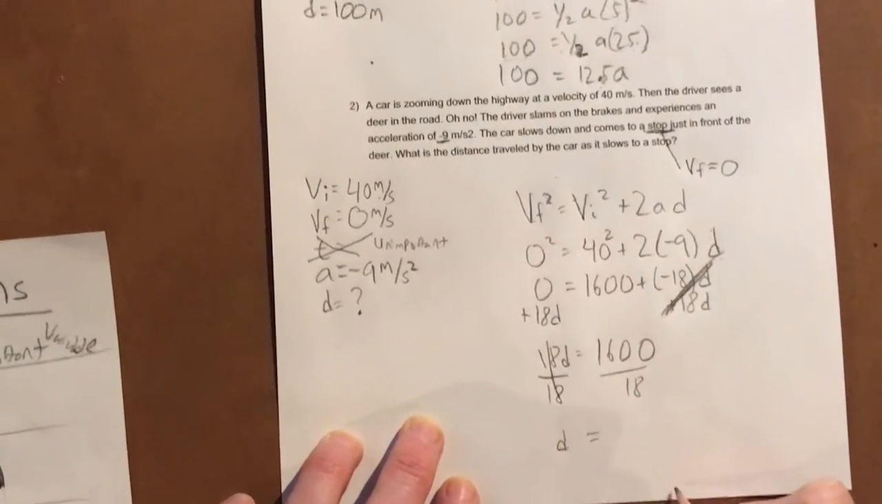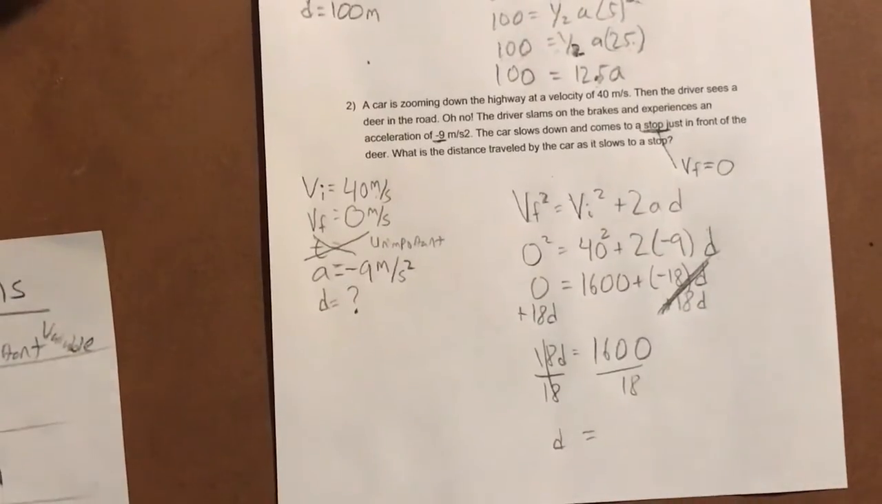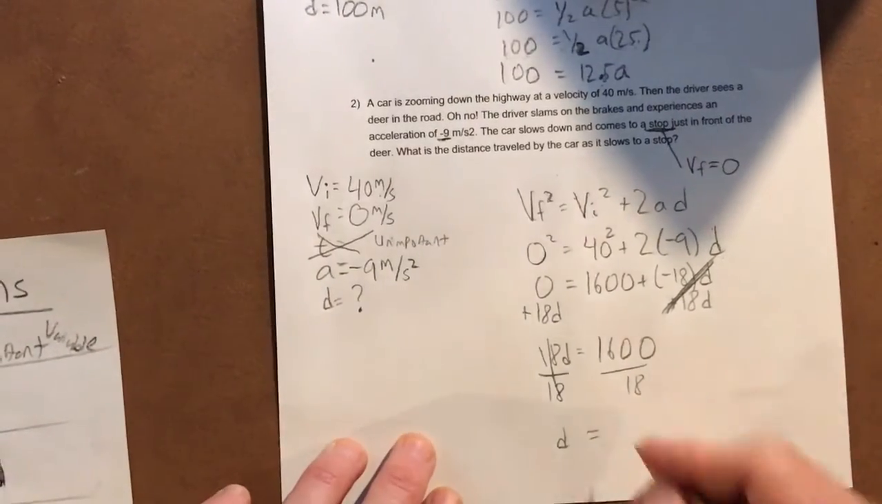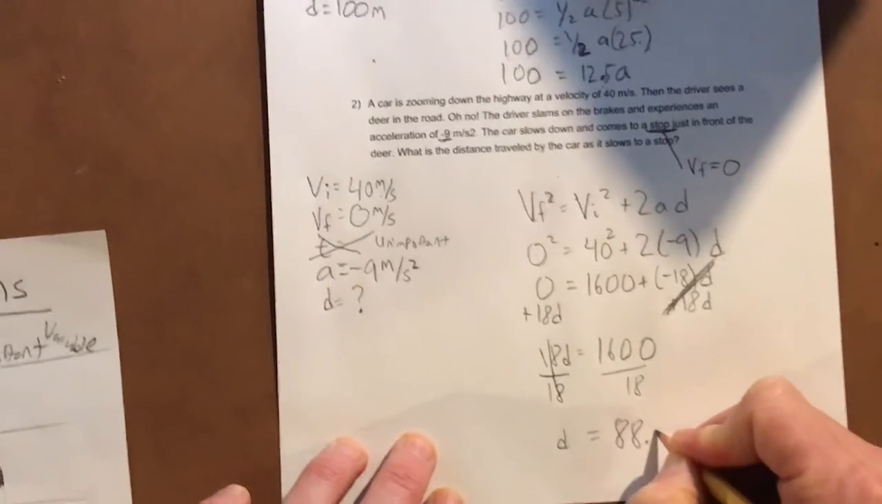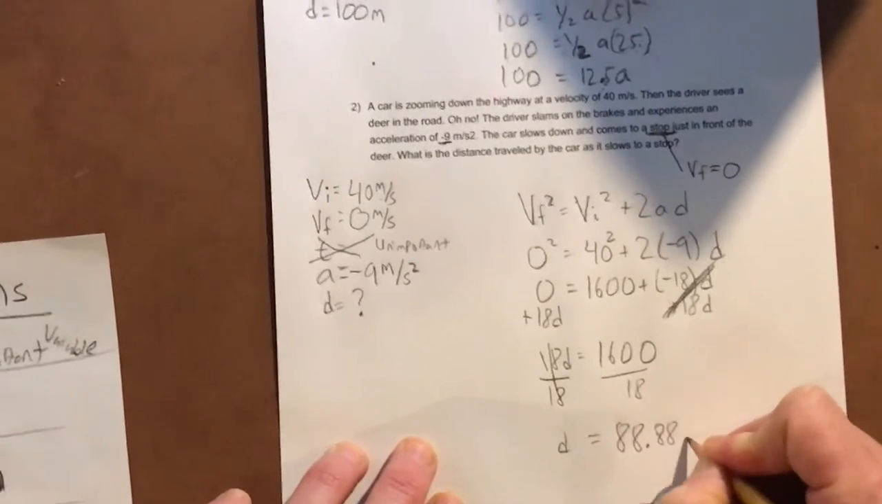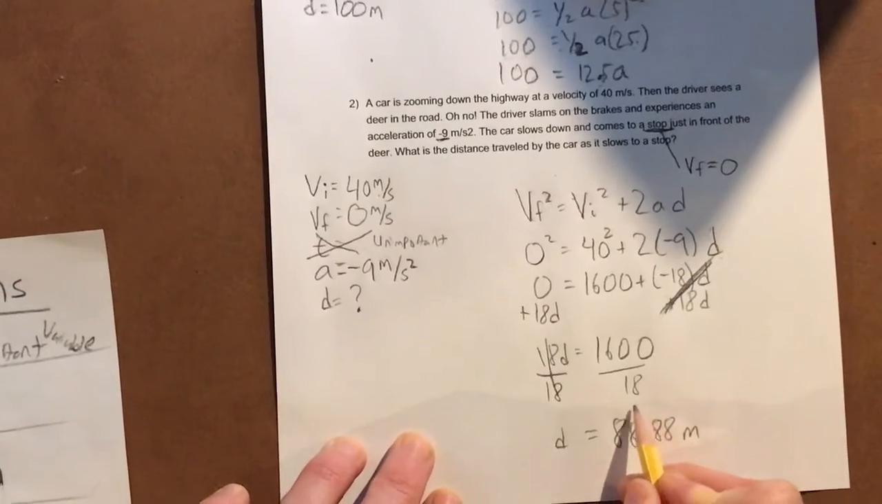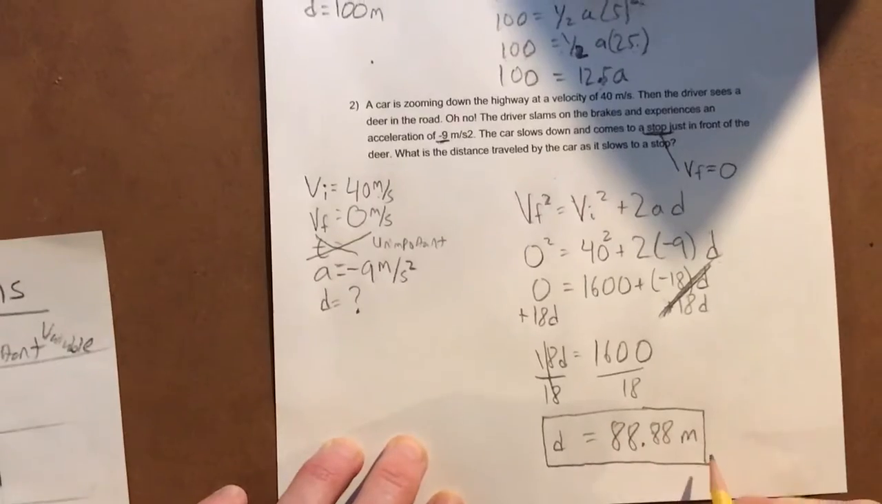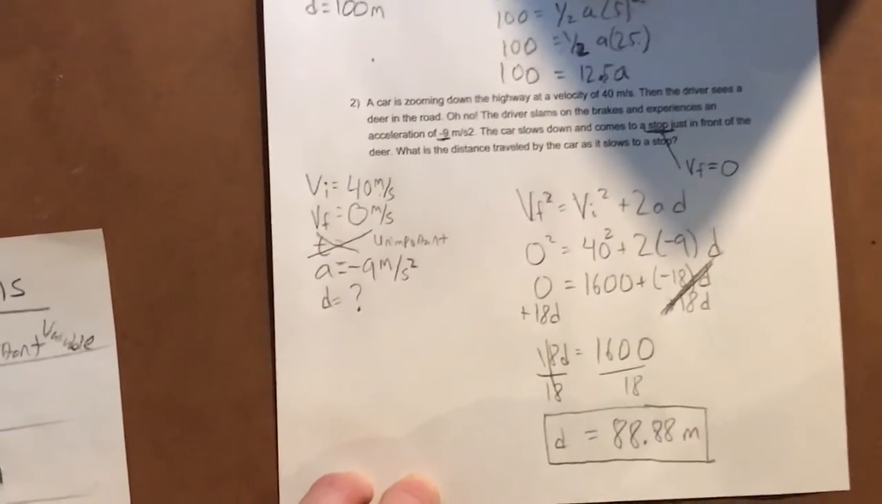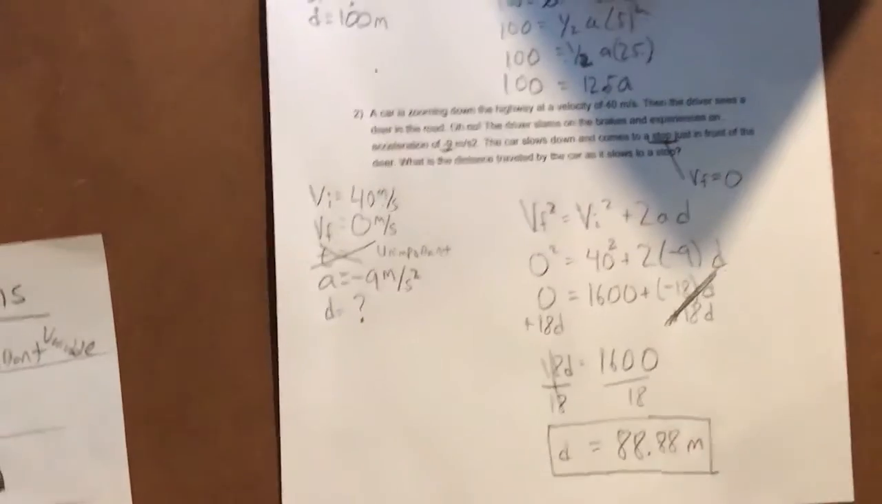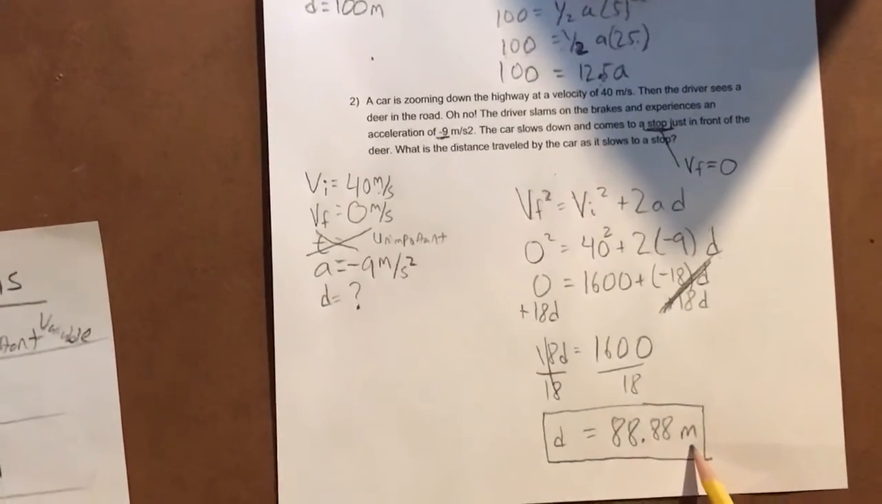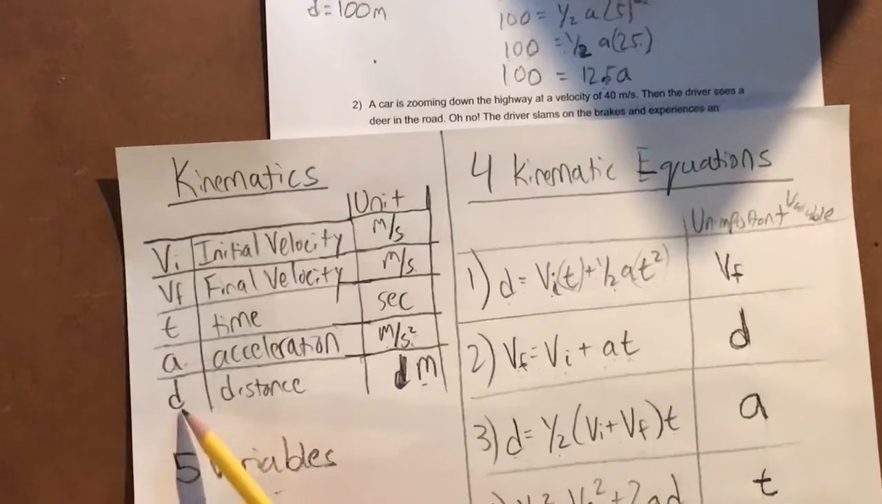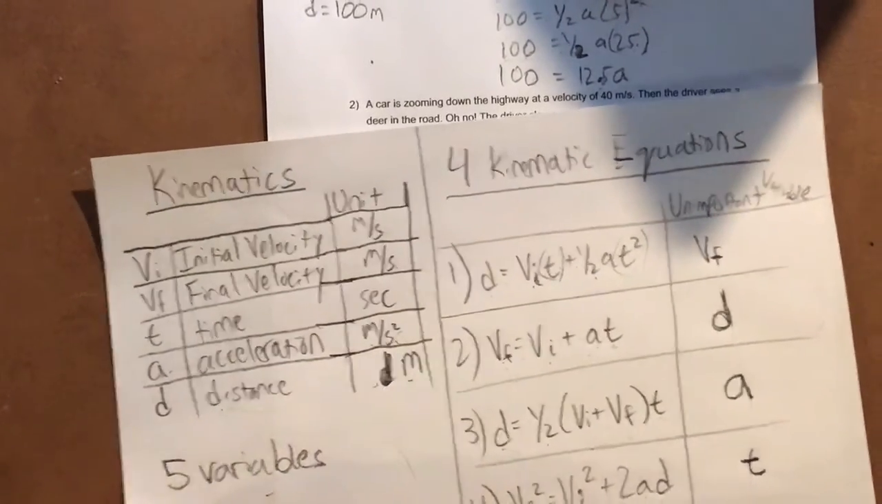So it cancels on the left, and 1600 over 18, I better do that on a calculator here. All right, I'm getting 88.88 meters. That's how far the car went while it was braking. Dang. While you're braking, you could go quite a far distance, practically a whole football field there on the highway. So going fast could be kind of dangerous. So the unit, don't forget to write down, is meters for distance there. There it is in your notes, okay?